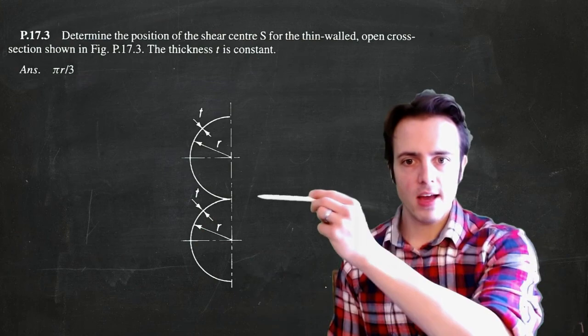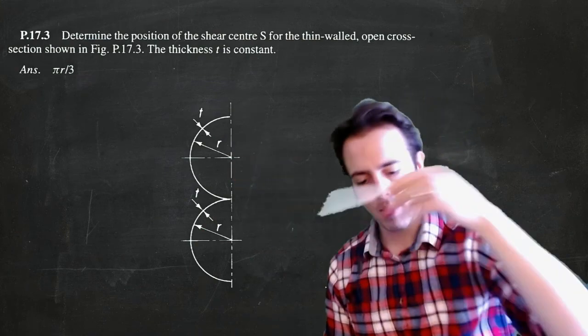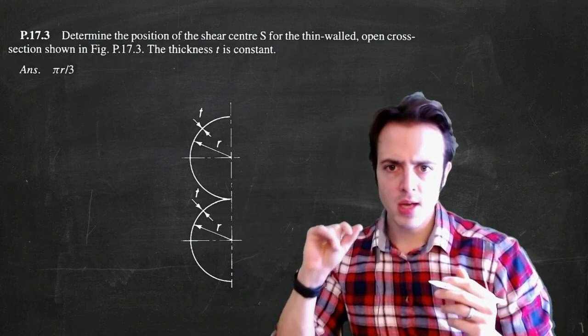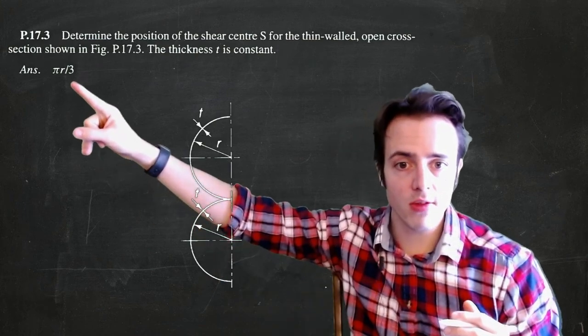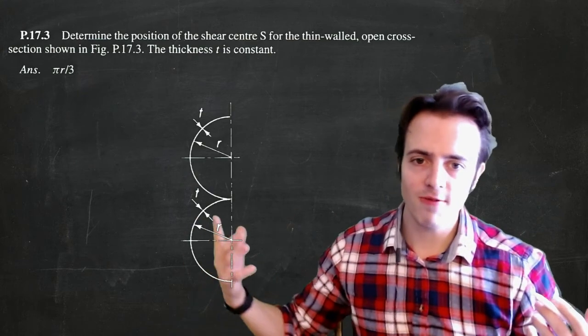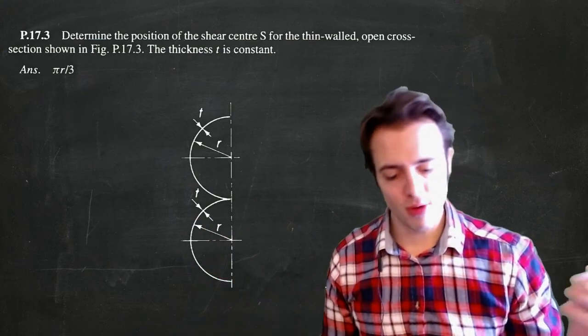Okay, so the question is asking to determine the position of the shear center S for the thin-walled open section shown in this section, and the thickness is constant, and he gives us the answer. So that's what we're trying to find. I like these sorts of questions because if we don't find this answer, we haven't solved the problem.